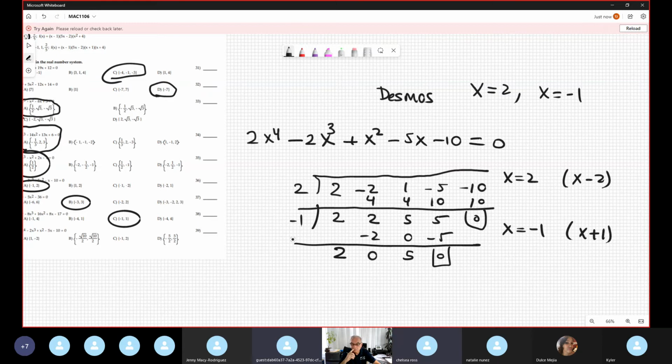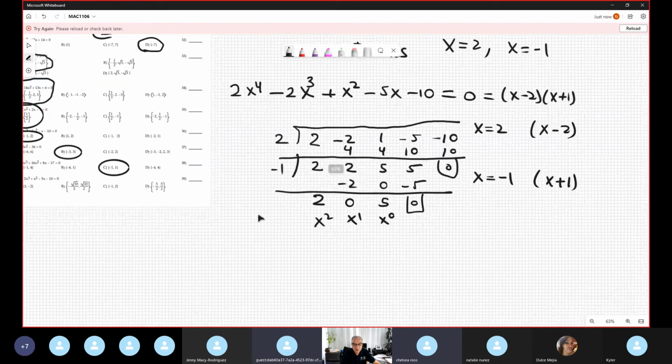So far, the factorization of this polynomial is x minus 2, x plus 1, and the other factor is x to the 0, x to the 1. You see, when x to the 1 is missing, it smells like a complex. This is 2x squared plus 5. It's the next factor that I believe is complex.